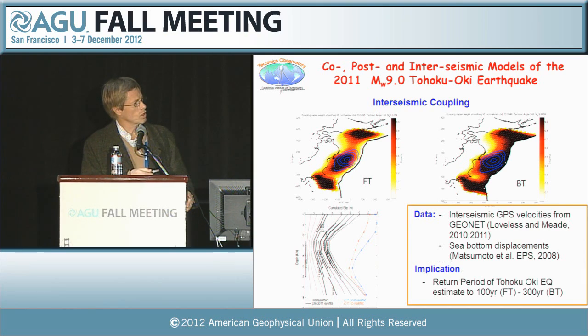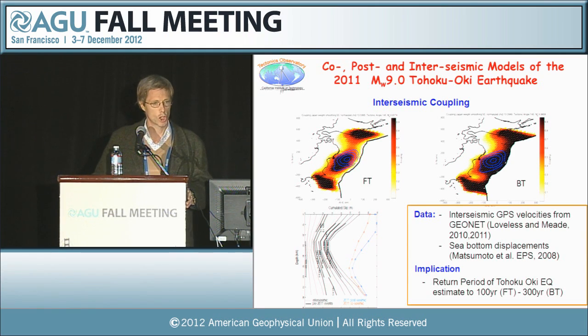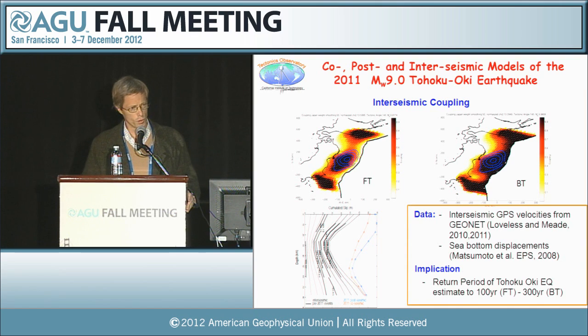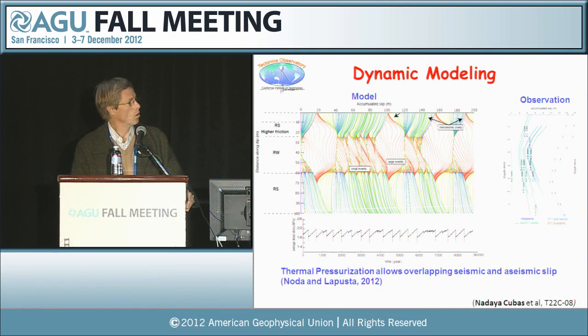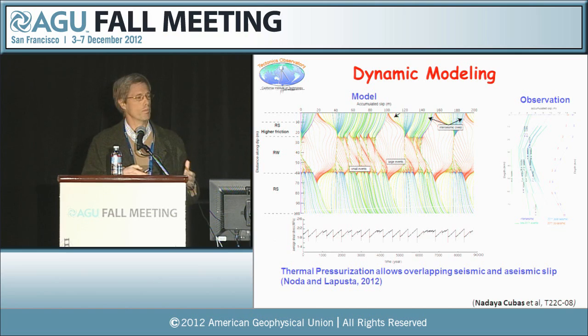So whether you take this model or this one, you end up with a different estimate of the recurrence period of the Tohoku-Oki earthquake. It would be around 100 years only with this model, which has strong coupling near the trench, whereas here it's of the order of more like 300 years, which is a little short compared to the historical record.